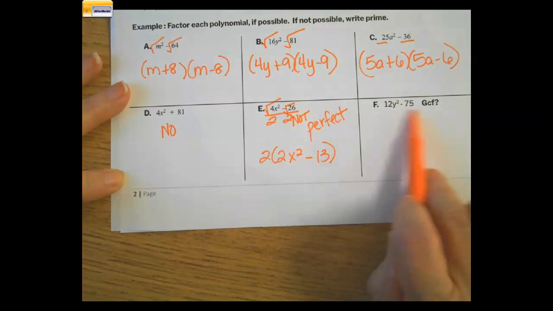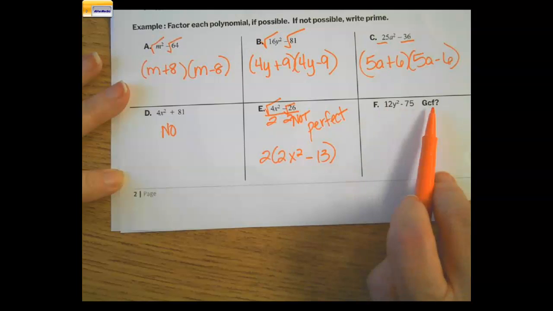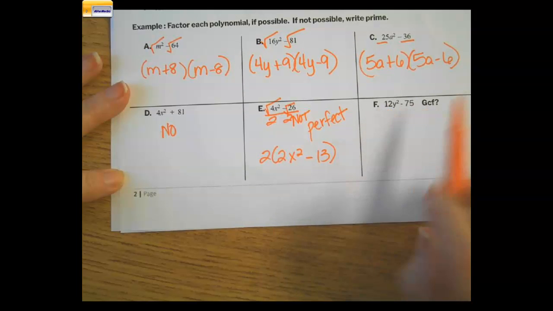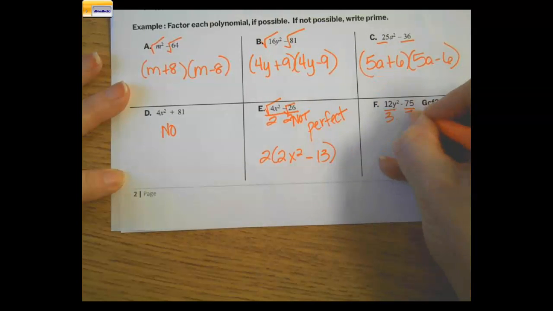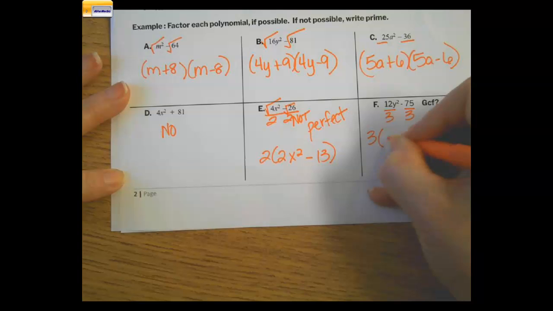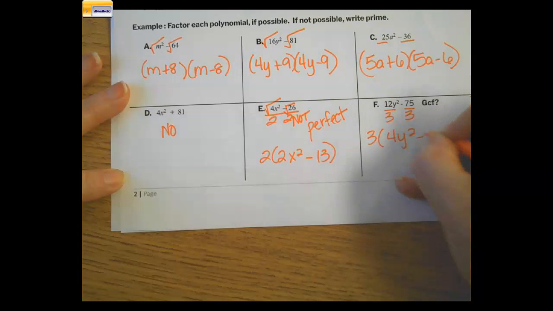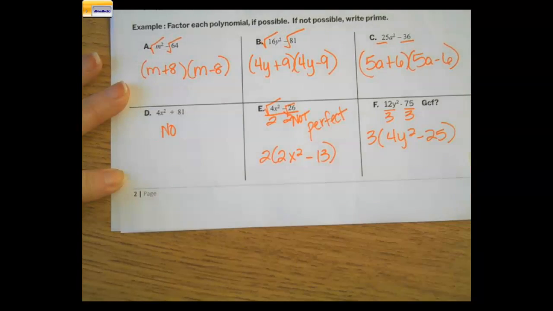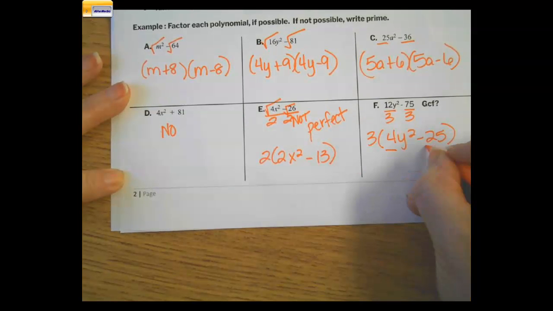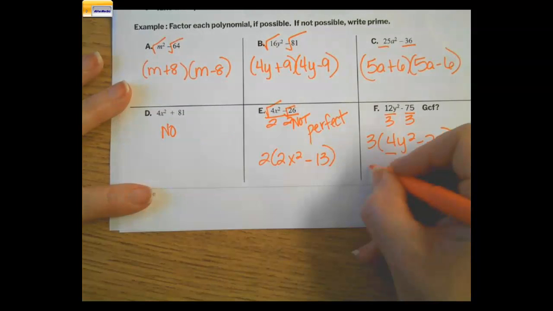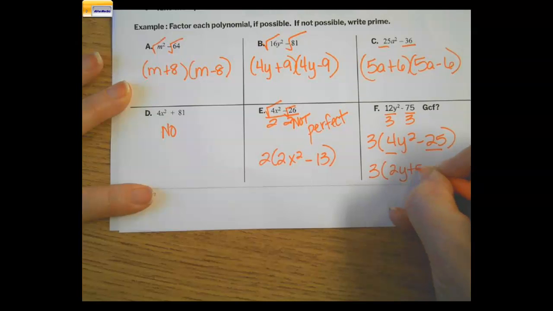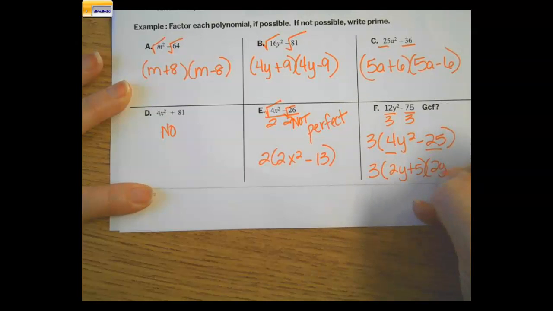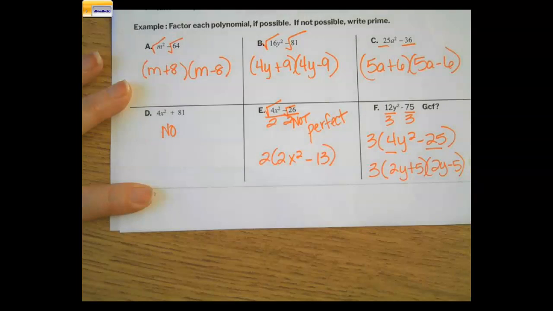So this one, we have a GCF first. These are not perfect squares, but I have a GCF. 3 goes into both of these, so let's take out a 3. If I take out a 3, I'm left with 4y squared minus 25. Now I see that this is a perfect square, and this is a perfect square. So I'm going to take out that 3, and then the square root of 4 is 2y plus 5, 2y minus 5. And there you go.